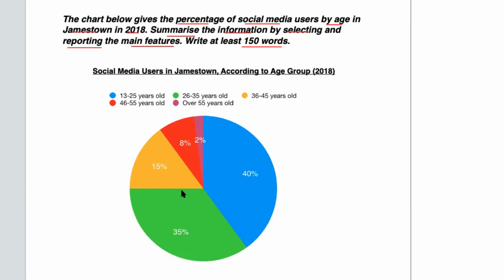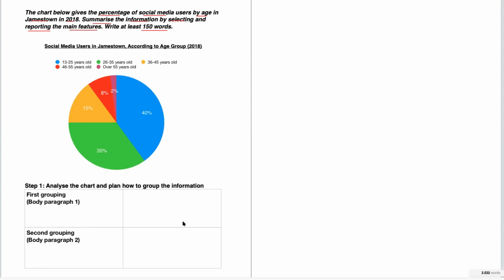And of course, like the writing task 1 will show, we'll need to summarize the information and select just the relevant features. So if you look here, we have our step one already laid out for us. We have to analyze the chart and plan how to group this information. And this is probably the biggest question that you might have when it comes to pie charts. It may not be as obvious as bar charts or line graphs as to how to group the information.